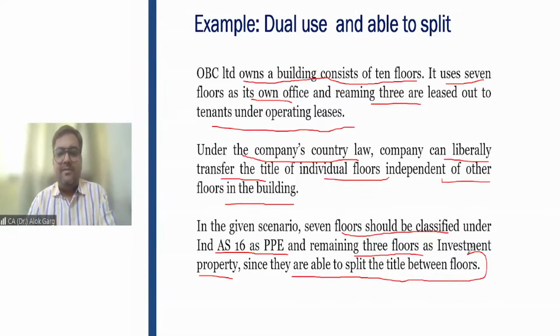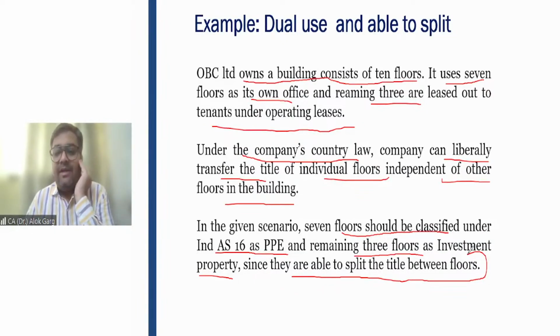Sir, what happens in this example, as you told, since the legal title is transferable, that is why the 3 floors you are showing as investment property and the 7 floors you are showing as PP. You have allocated the value of the entire building between 7 and 3.